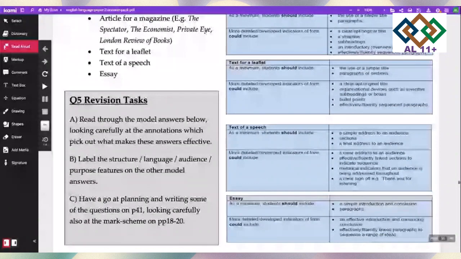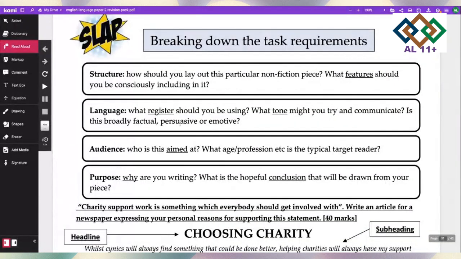Another tip to remember is breaking down the task requirements: structure, language, audience, purpose. These are the things you have to keep in mind. You should always structure your writing. Structure means how should you lay out this particular nonfiction piece? What features should you be consciously including in it? Language: what register should you be using? What tone might you try to communicate?